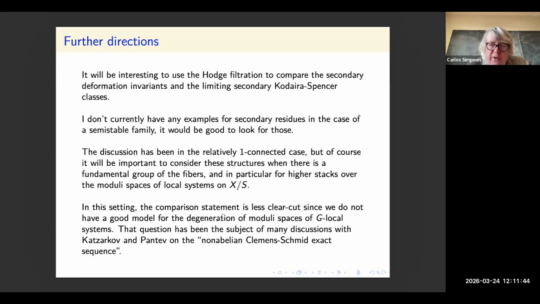We would like to do this. We would like to remove this relatively simply connected hypothesis, but the situation there is a lot less clear, and that was the subject of many discussions with Ludmil and Tony about what we were calling the non-abelian Clemens-Schmid exact sequence. We didn't really have a definition. In the case where it's not relatively simply connected, the family of character varieties, moduli spaces of G local systems, has a very complicated degeneration structure, and it's not very clear cut at all. I don't know how to do this.